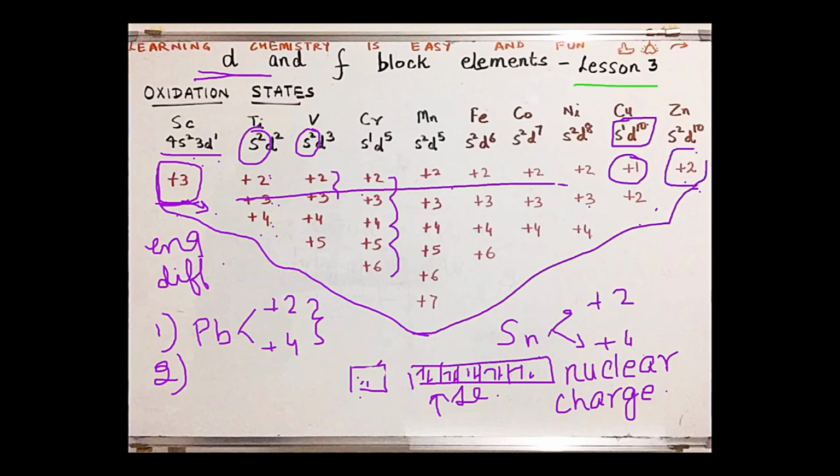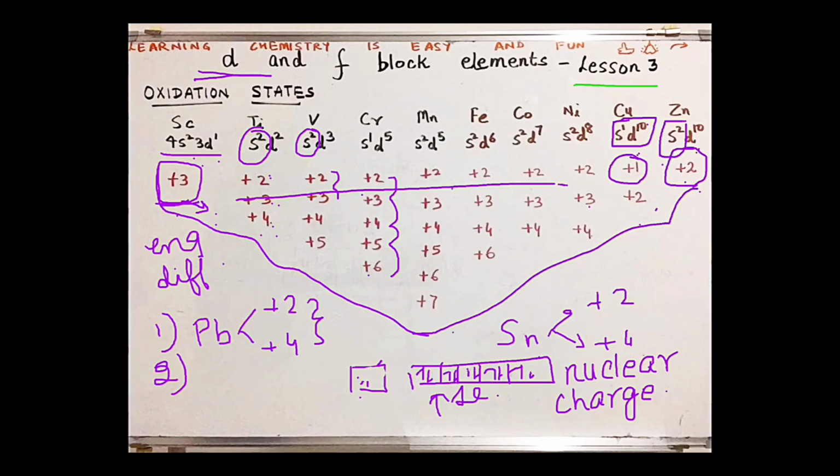Come to zinc. Only oxidation state +2, no other oxidation state. Can you explain? Very good. The S2D10 configuration, in which it tends to lose the S2 electrons but is not ready to disturb the D10 configuration. Although even copper had a similar case where it had D10 configuration, but copper is still okay with it, but not zinc.